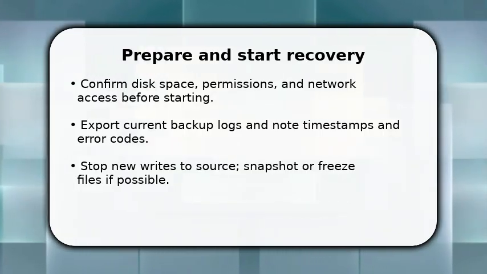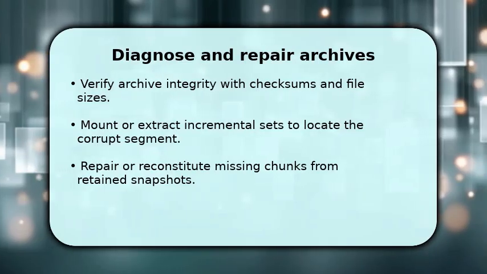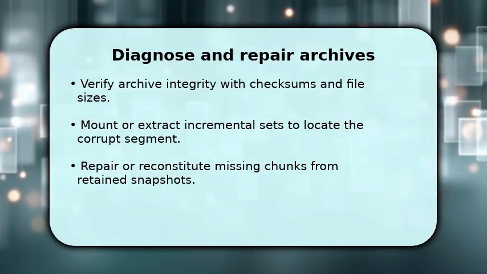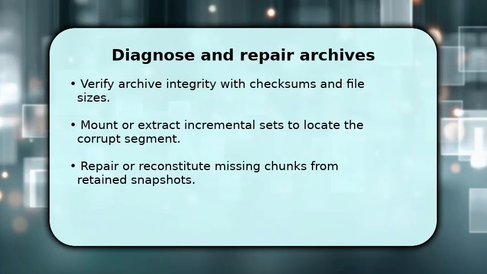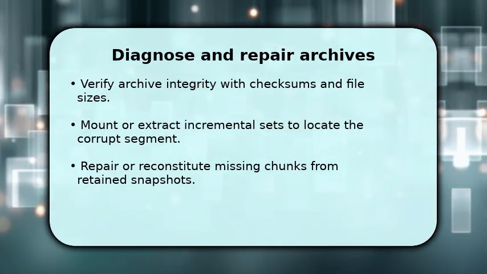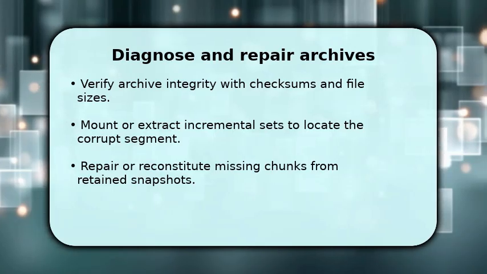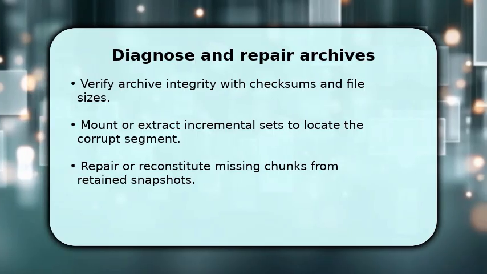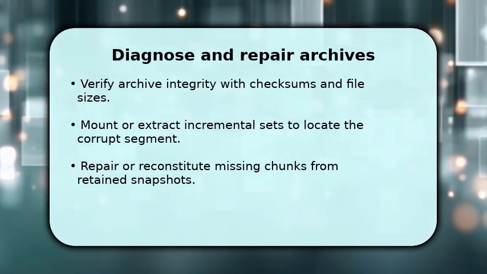You now focus on pinpointing corrupt archives. Run checksum verification and compare file sizes against the manifest to isolate mismatches, because that tells you whether the problem is transport, storage, or metadata. Once identified, mount or extract incremental backups to trace where the chain breaks, and make sure to test restores of individual files, not whole systems.